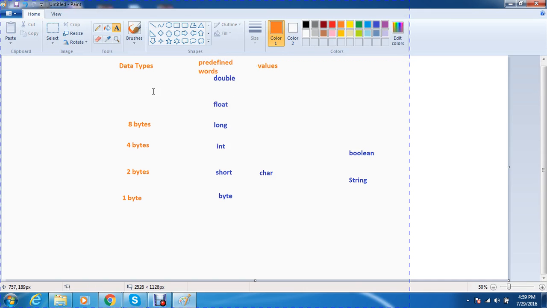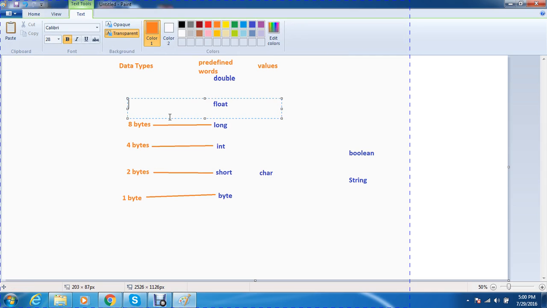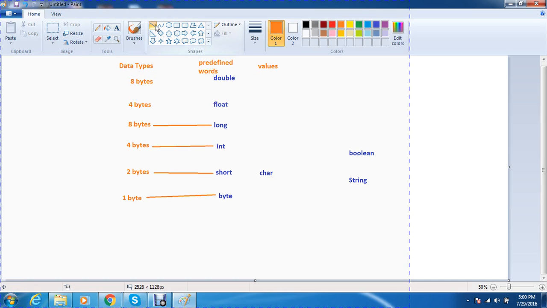Now, the byte data type gets 1 byte of space. Short gets 2 bytes of space. Int will get 4 bytes of space. Long will get 8 bytes of space. Float will get 4 bytes of space. Double will get 8 bytes of space. Okay, how many bytes will float get? 4 bytes. Double will get 8 bytes of space.